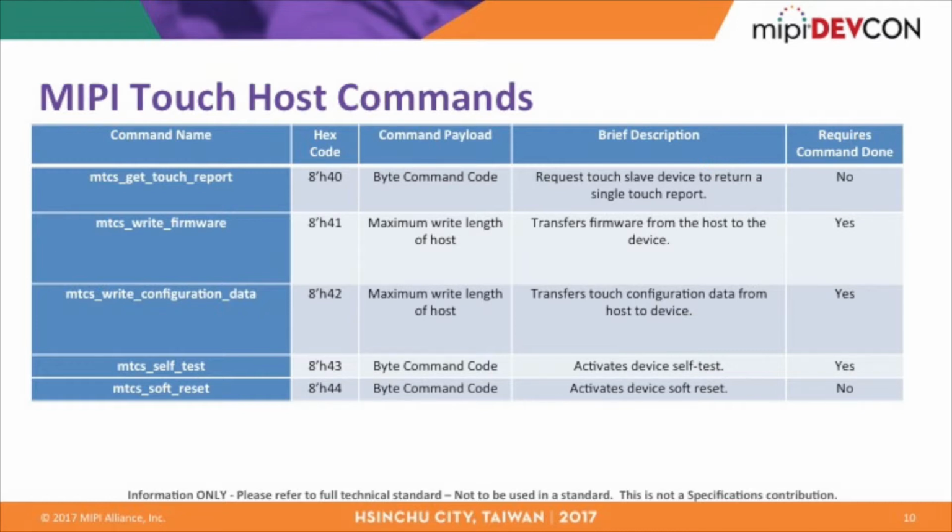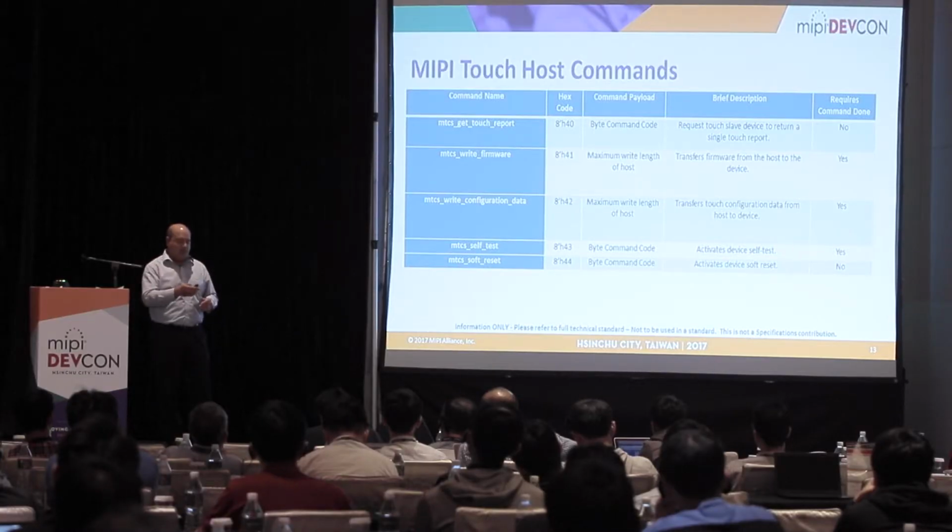Again, we focused on giving manufacturers maximum flexibility. The idea of the MIPI touch command set specification, I keep getting it wrong. It's the MIPI touch command specification, MTCS. The value of it is that it gives lots of flexibility to the manufacturers. We're not taking anything away from innovators. What we're doing is providing a framework for you to innovate within.